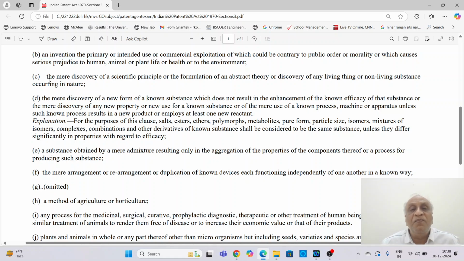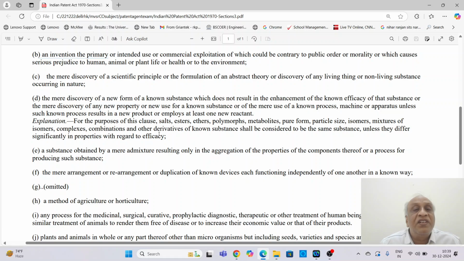Section 3D is very important, very interesting, related to the pharma world. What it says is, if you discover a new form of a known substance which does not enhance the known efficacy of the existing substance, the mere discovery of any new property or new use for a known substance or of the mere use of a known process, machine or apparatus, unless such known process results in a new product or employs at least one new reactant. So this is Section 3D related to the pharma world.